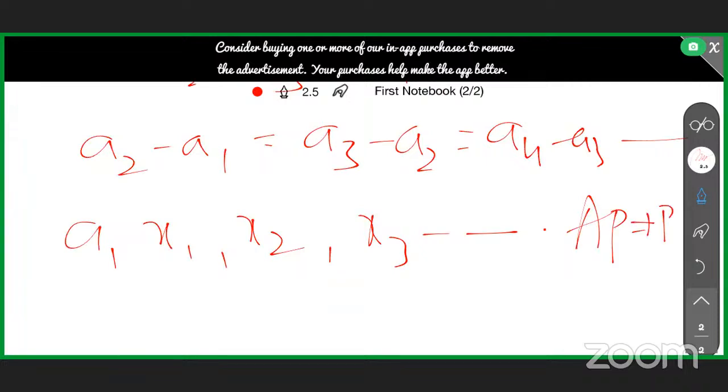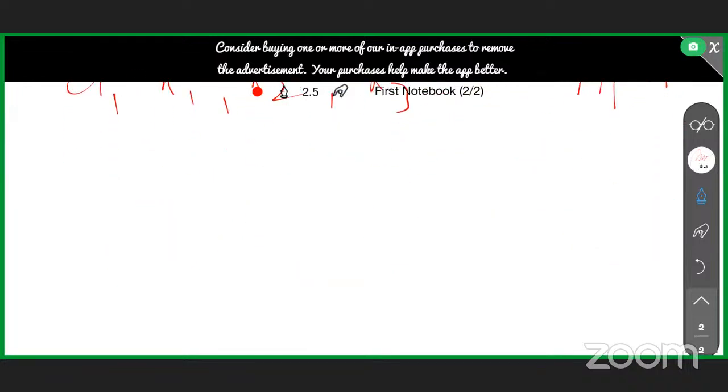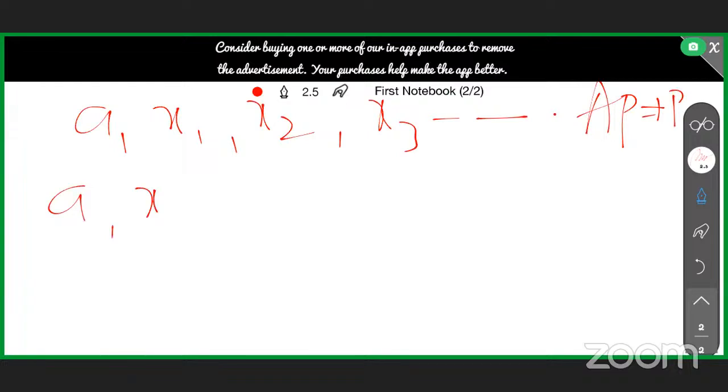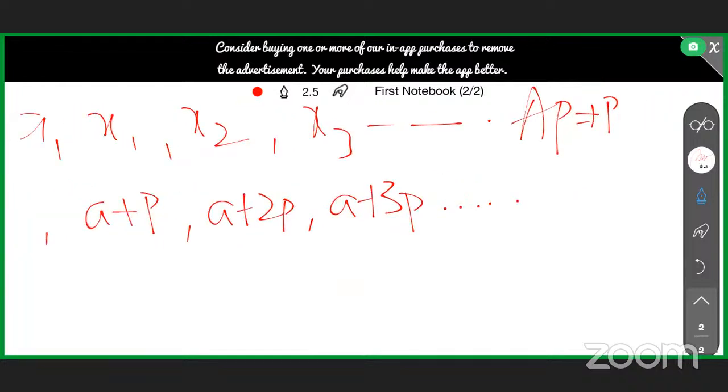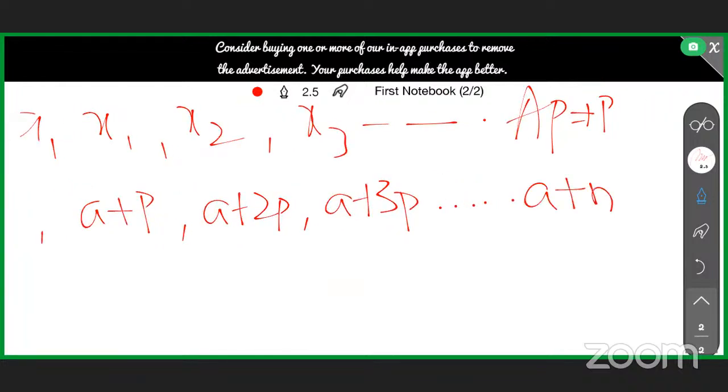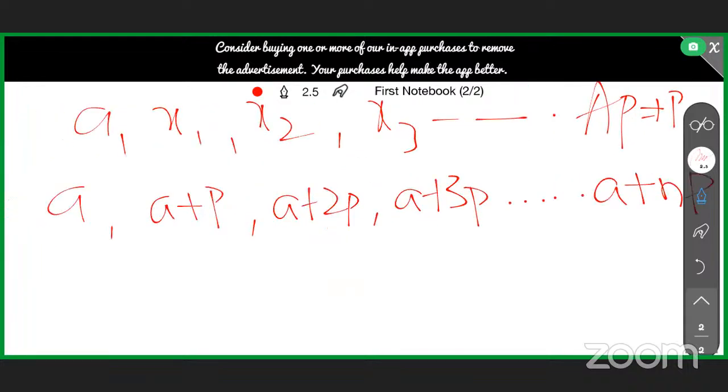Understood, no? Look carefully. The first term is A, this will become A plus P, this will become A plus 2P, this will become A plus 3P, and it goes on. And the last term will become A plus NP. So x1 means A plus P, x2 means A plus 2P, x3 means A plus 3P. If I take it like that, xn will become A plus NP.